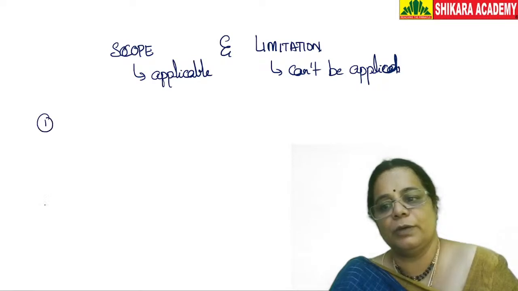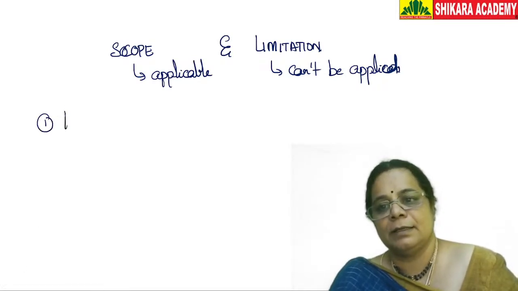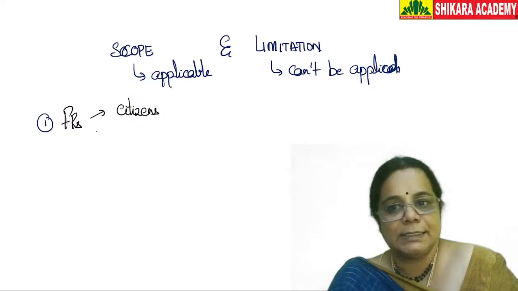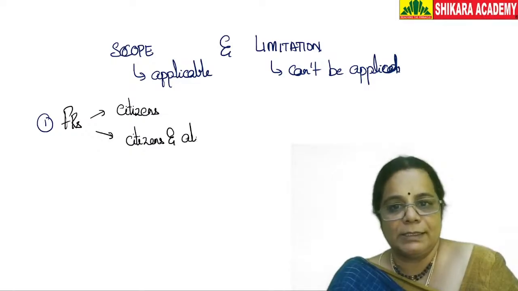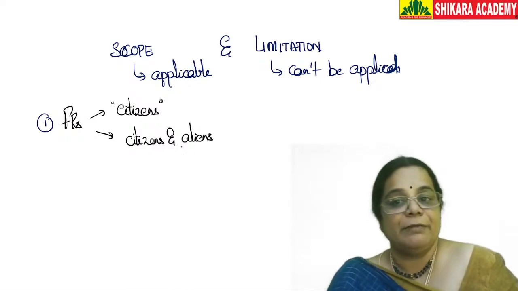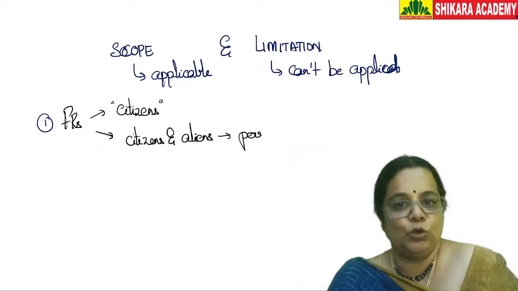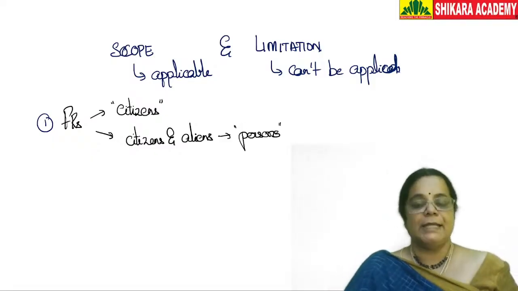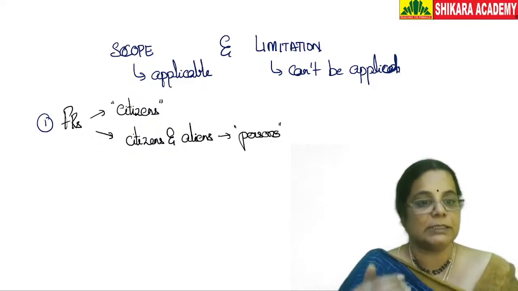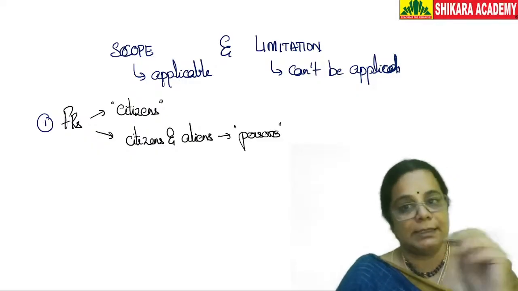The first thing that you should know in scope is that fundamental rights are applicable to citizens. In some cases they are applicable to citizens and aliens. Now, how do I know whether they are applicable to citizens or aliens? Wherever the word citizens is mentioned in the fundamental right, it is applicable to citizens. Wherever you find the word persons, as in no person shall be denied the right to life and liberty, it is applicable to citizens as well as aliens. So the scope of fundamental rights is not just limited to citizens. In certain cases, they are also applicable to aliens. This is the first point.